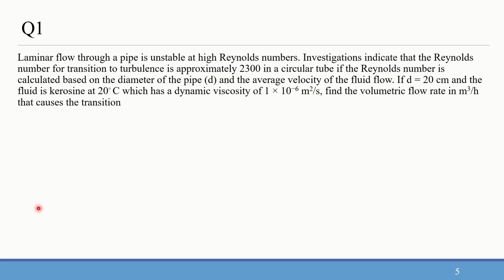So what are we given? We are given that laminar flow through a pipe is unstable at high Reynolds numbers, which is true. And while researchers were doing investigations, it indicated that the Reynolds number for transition to turbulence is approximately 2300 in a circular tube.